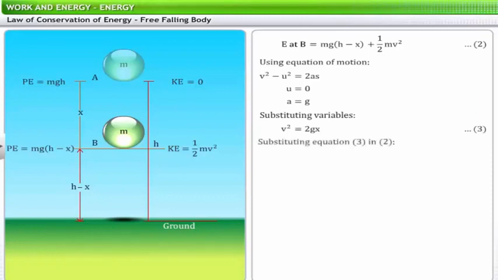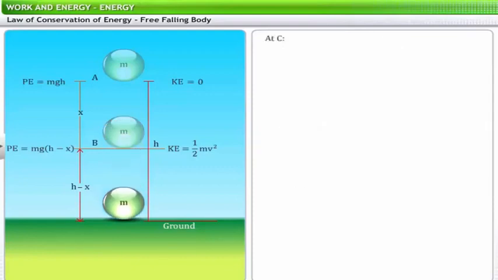Substituting equation 3 in equation 2 and simplifying, the total energy at B equals mgh. Thus, the total energy at B is again equal to the total energy at A. Let this denote equation 4. When the body reaches the ground at point C, the potential energy is 0, since the height of this body from the ground is 0.